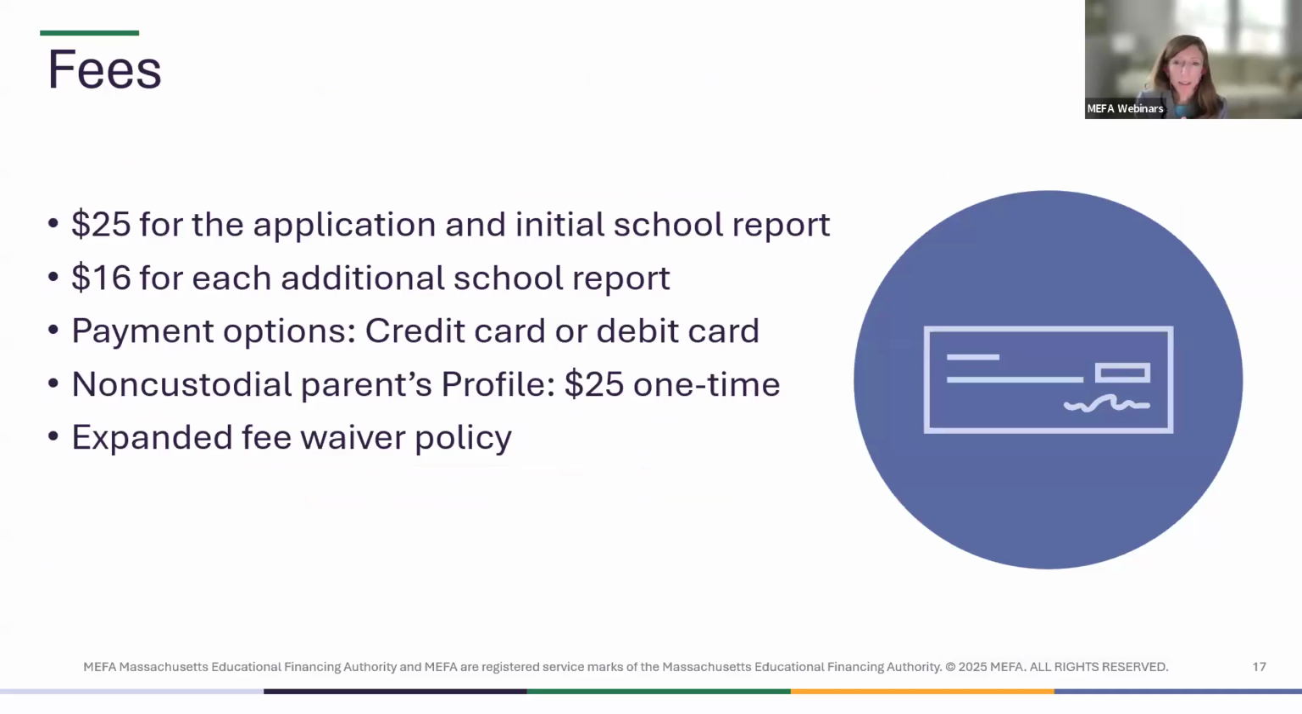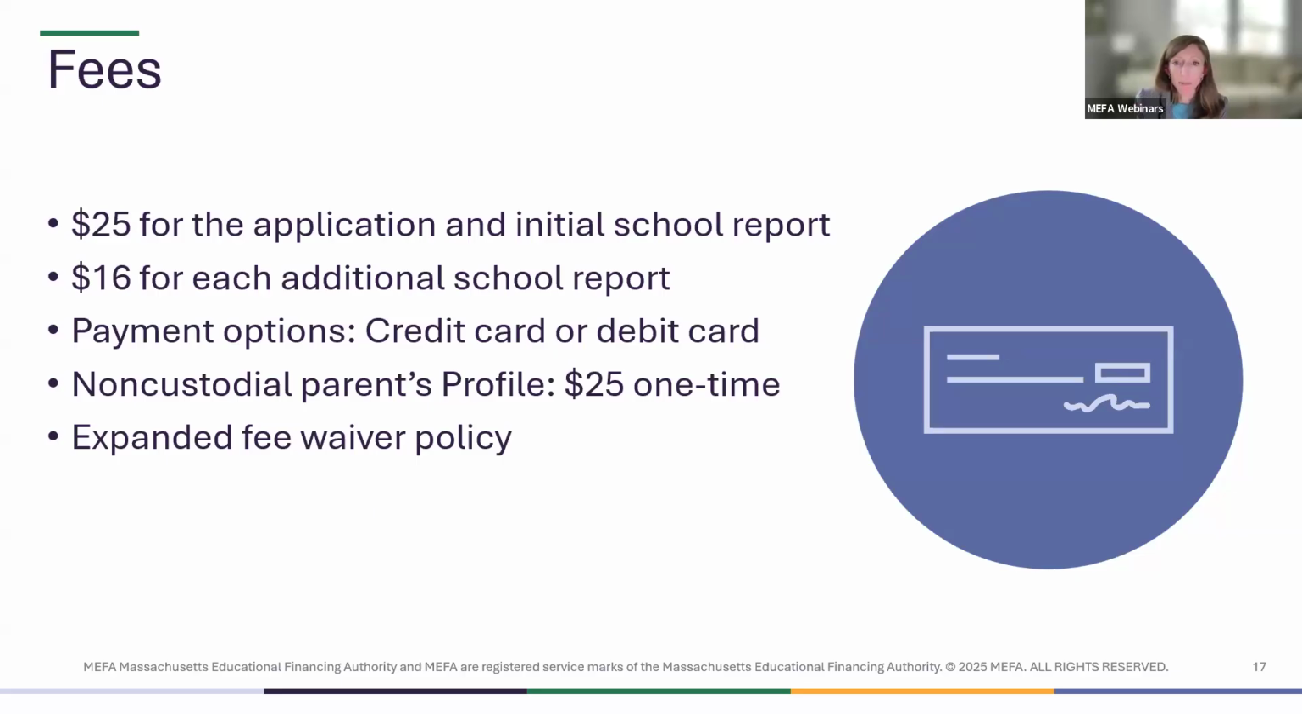One thing to note about the profile, there is a fee to submit it. The FAFSA is always free. Unfortunately, the profile does have a fee. So it's going to be $25 to fill out the application and send it to one school. And then it's going to be $16 to send it to every additional school. So $16 for every single school. You can pay by credit card or debit card. If you're the non-custodial parent, you're just paying $25 one time. Even if your child's applying to 10 schools that require the non-custodial parent to submit a profile, non-custodial parents, you're just paying one time $25 fee.